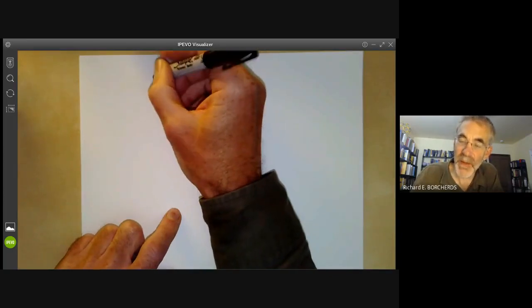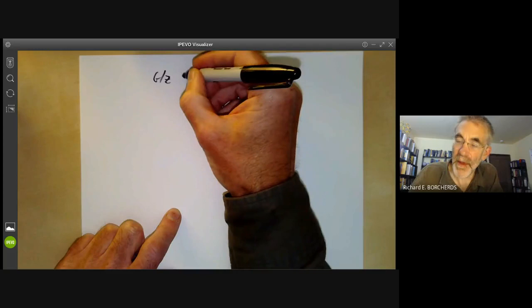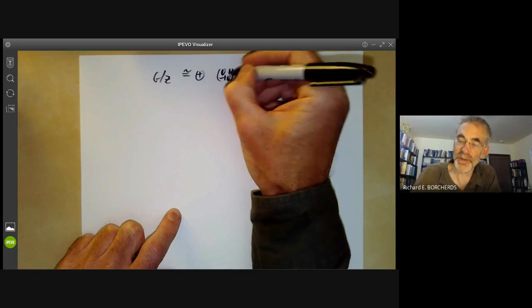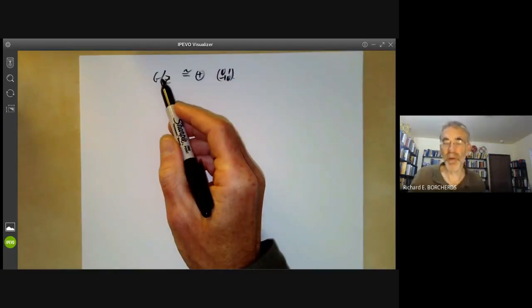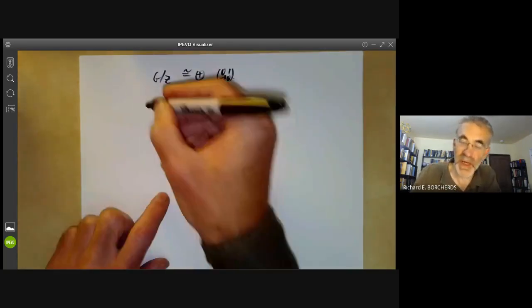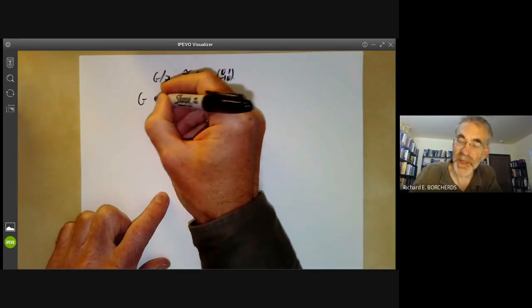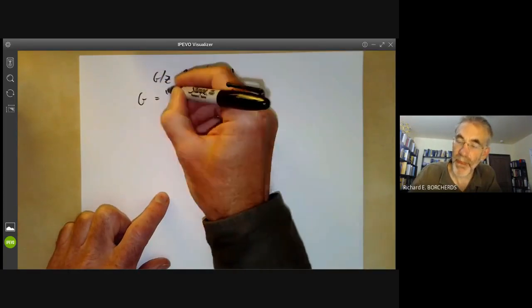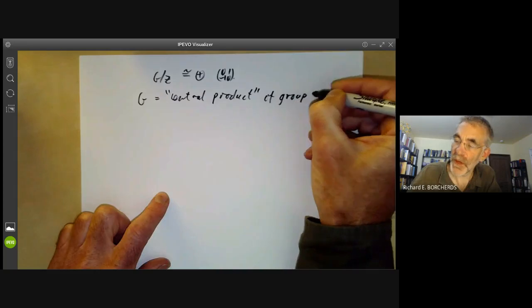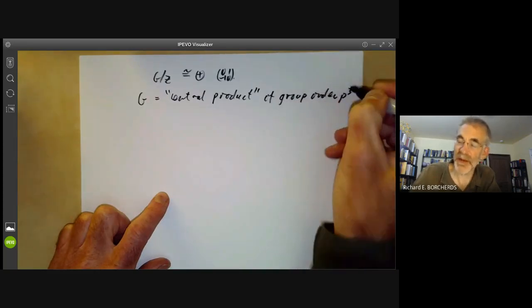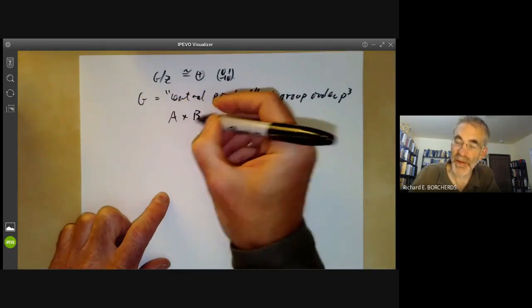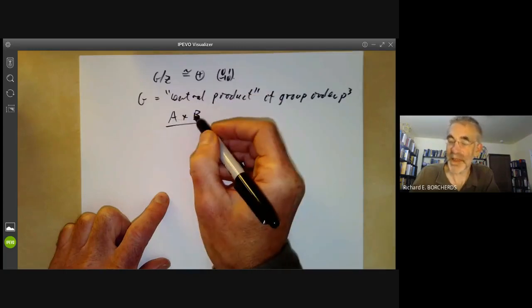Skew symmetric forms are just a sum of forms with the matrix 0, 1, minus 1, 0. So any skew symmetric form on a field, if it's non-degenerate, can be split up into a sum of two-dimensional forms. And similarly, G splits up as a central product of groups of order p cubed, which we've classified. There are just two of them. So a central product of two groups A and B means you take the product of A and B and you identify the centers of A and B.